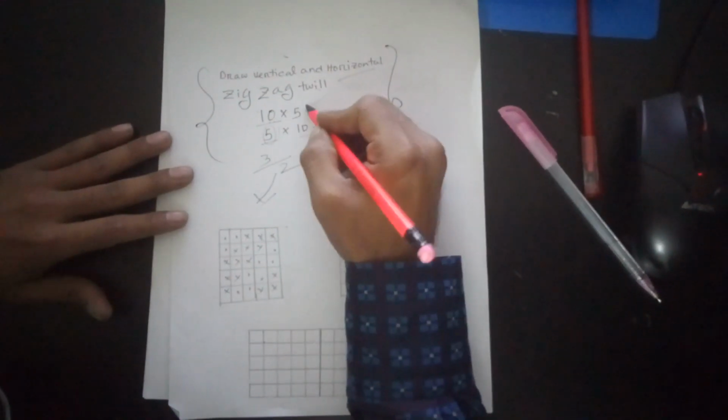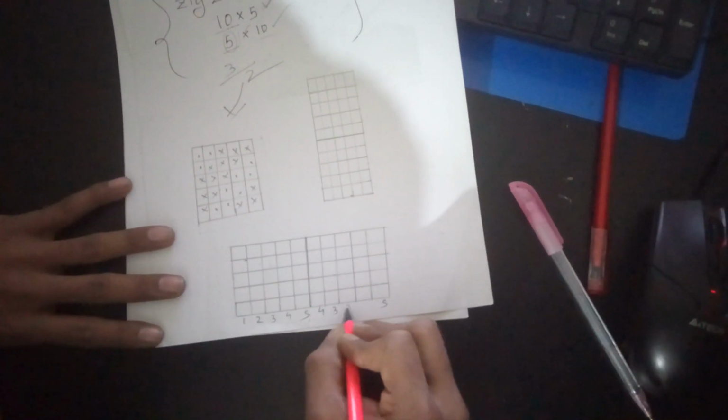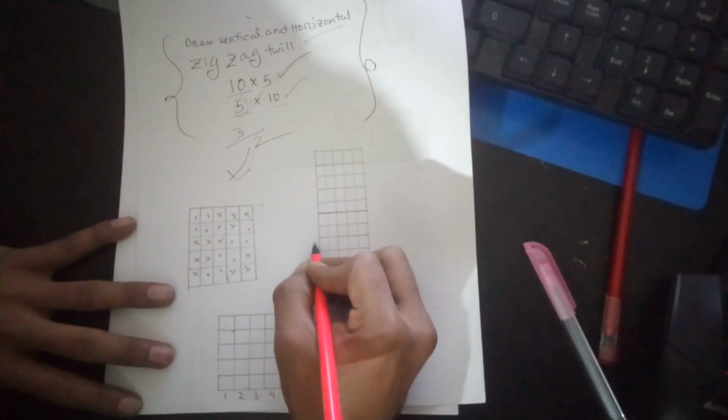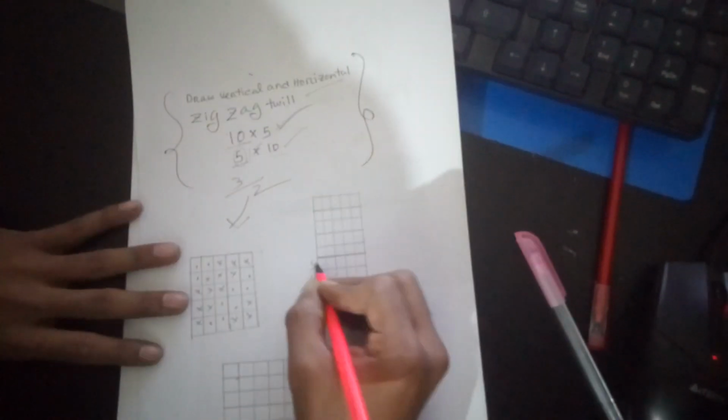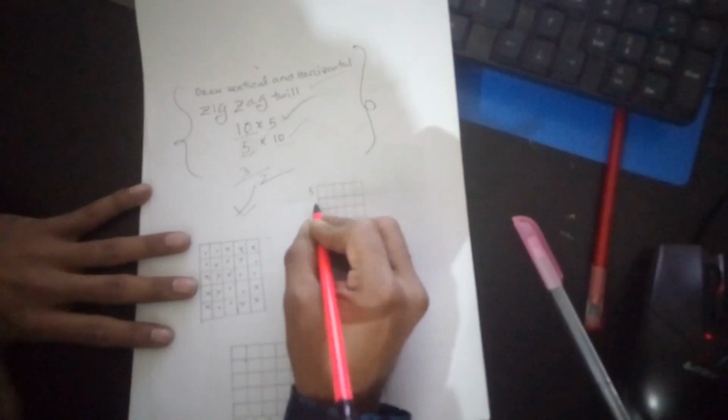So we start the horizontal zigzag twill. As I said, at first we have to do the numbering: 1 2 3 4 5, and then the last 5 goes here, 5 4 3 2 1. My numbering is complete, and I will number vertically as well: 1 2 3 4 5, then 5 4 3 2 1.